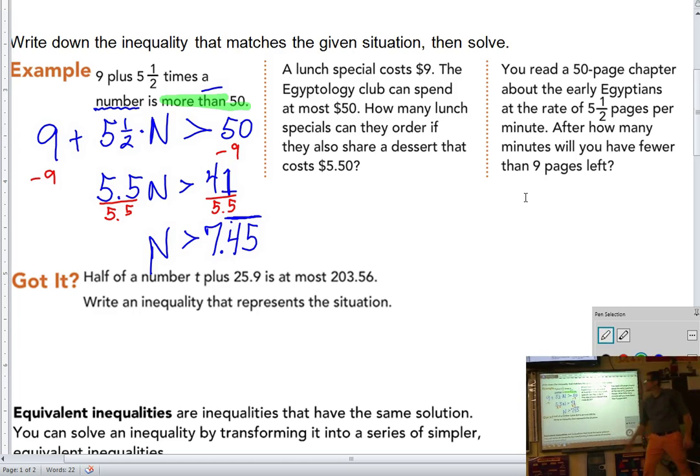A lunch special costs $9. And the Egyptology Club can spend at most $50. What? That's expensive. How many lunch specials can they order if they also want to share a dessert that's $5.50? Like there's a tray of brownies or something.